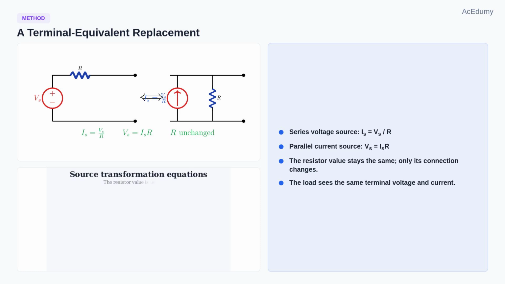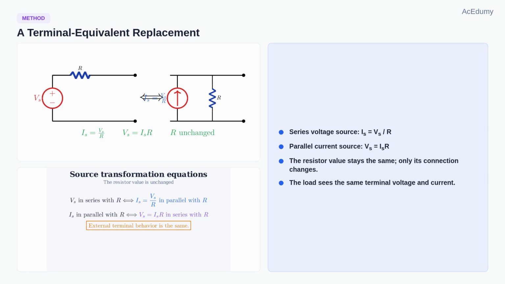Source transformation is a way to replace one source model by another model that looks the same from the outside terminals. A voltage source Vs in series with a resistor R can be replaced by a current source Is in parallel with the same resistor R. The value is Is equals Vs divided by R.